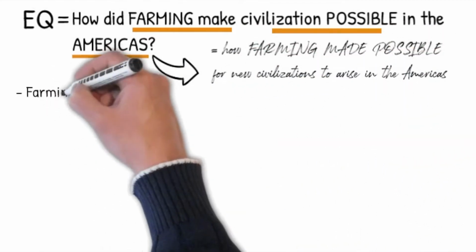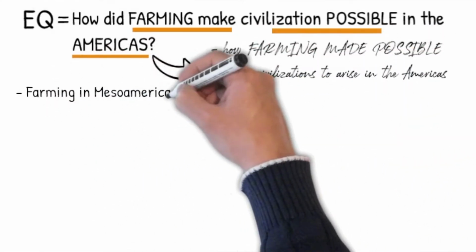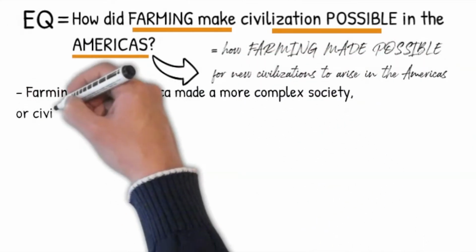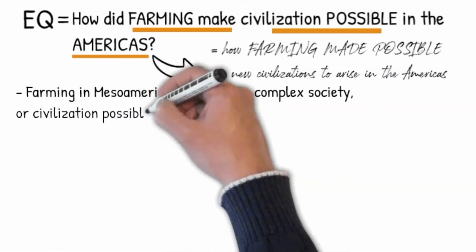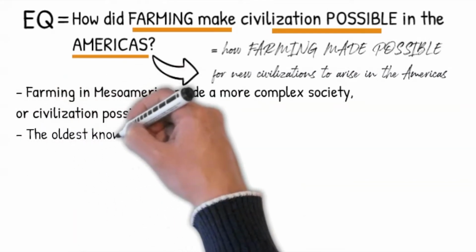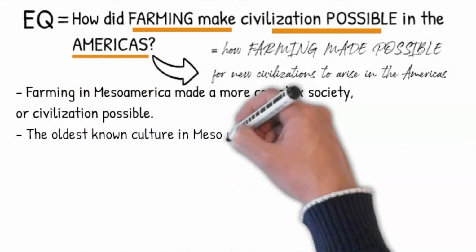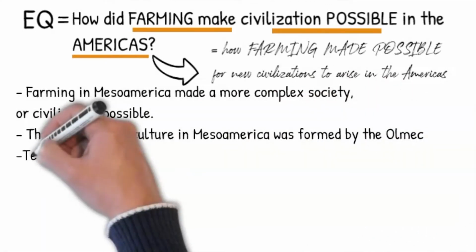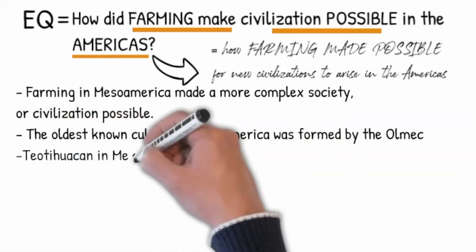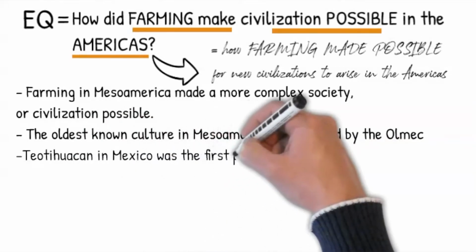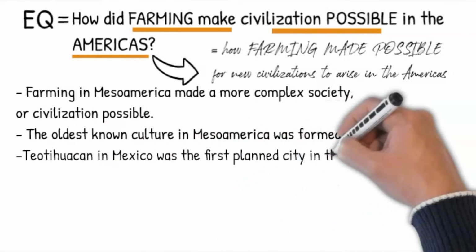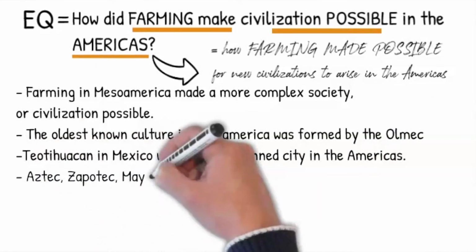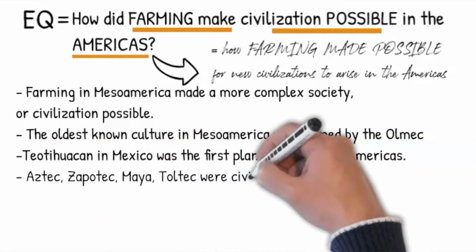The farming in Mesoamerica made a more complex society or civilization possible. Farming began in Mesoamerica. The oldest culture known in the Americas was formed by the Olmec about 1200 before Christ. Teotihuacan in central Mexico was one of the first planned cities in the Americas. The Aztec, Zapotec, Maya, and Toltec were groups that formed early civilizations in Central and South America.